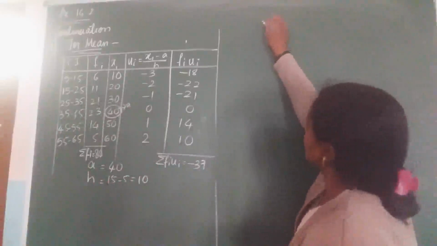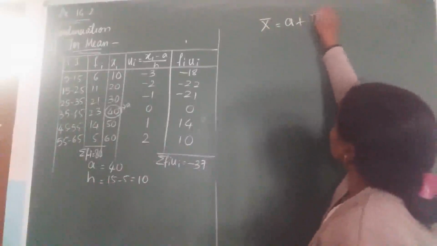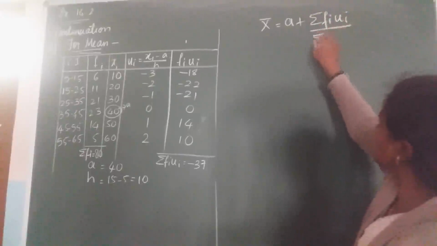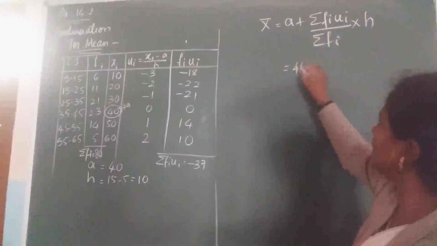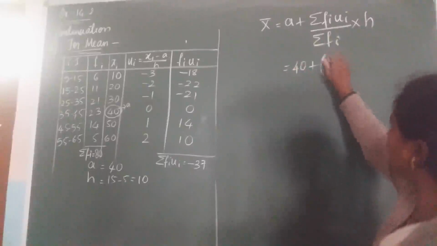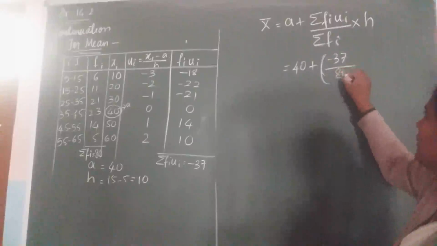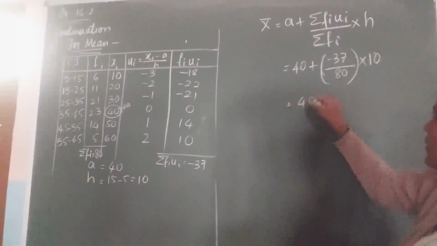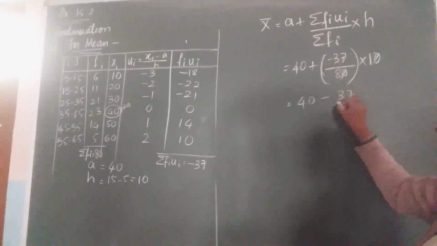Now go for the formula. Let us take the step deviation formula to find out the mean. So mean is equal to A plus summation of fi ui divided by summation of fi, into h. So assumed mean is nothing but 40 plus, fi ui is nothing but minus 37, divided by fi is nothing but 80, into class size 10. So it is 40, the 0s get cancelled. So plus into minus, minus 37 by 8.